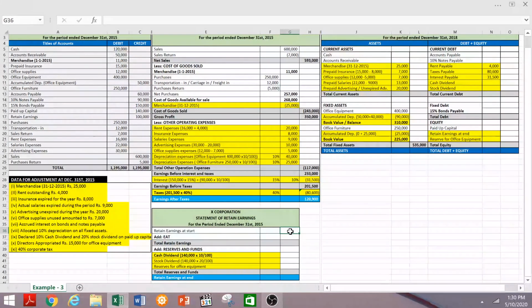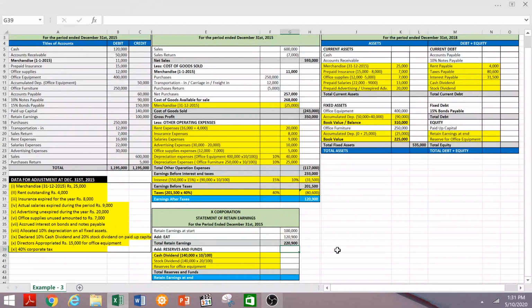Now, out of the total amount of retained earning, an amount given to shareholders is called dividend. We have to subtract the dividend, and also if any amount is appropriated or reserved, we also have to subtract it from the total retained earning. So here in this example, we can see the amount of dividend is given to us.